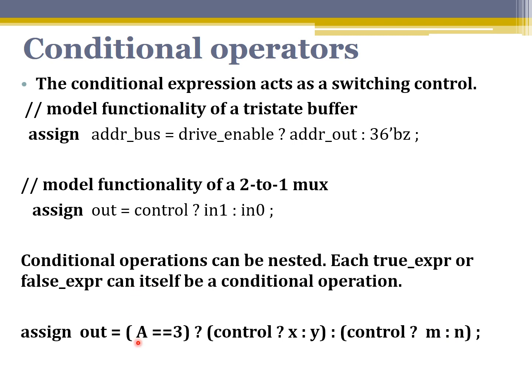Let's assume A is equal to 3. Then it comes in here, and it checks the control signal. If control is 0, the final answer given to out is Y. If control is 1, you will get an X. Similarly, if A is not equal to 3, this statement is executed. Control is checked. If control is 0, N is assigned. If control is 1, M is assigned.